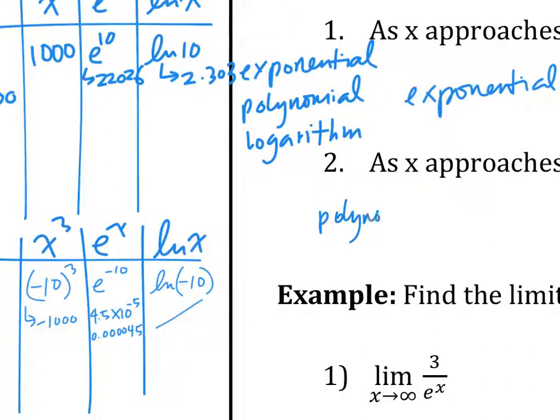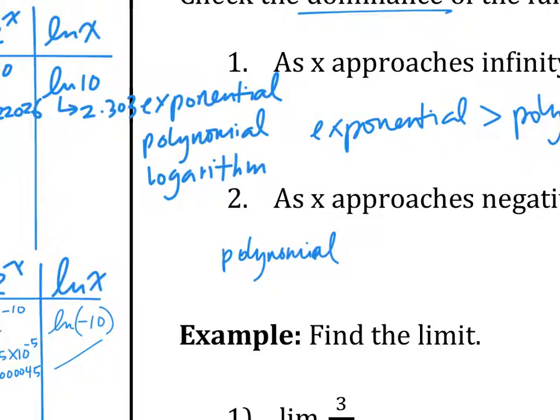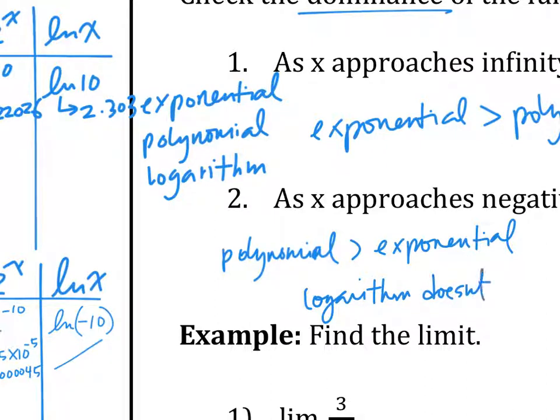So polynomial is going to dominate. Expanding, meaning it's going to go down. How far down can you go? Okay, so polynomial is going to expand faster than exponential. And then logarithm doesn't exist in the negative direction.